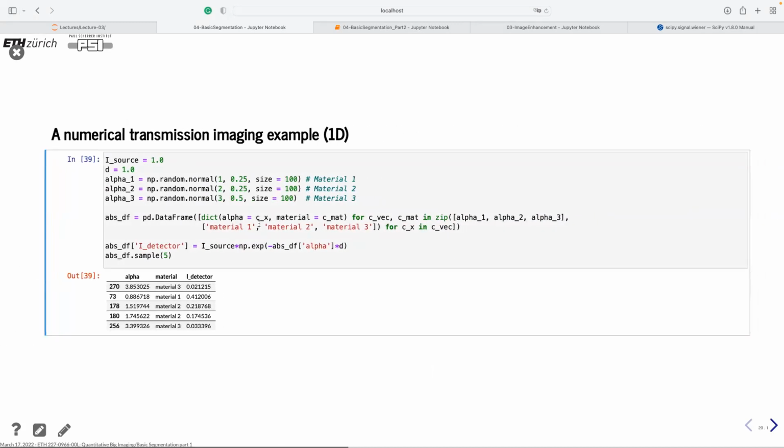Now let's create just a numerical example. We have 3 different materials, and we simulate them by 3 different normal distributions with different averages and different standard deviations, and create a table where we have some response, and we have material labels 1, 2, and 3, and the detector value for each. The detector value is what you would see through a transmission.